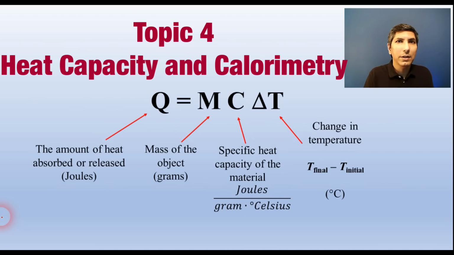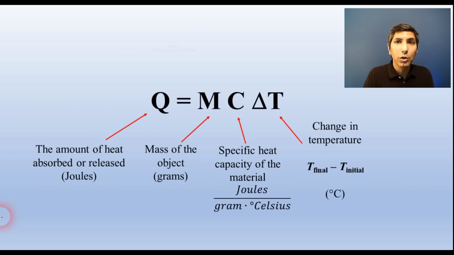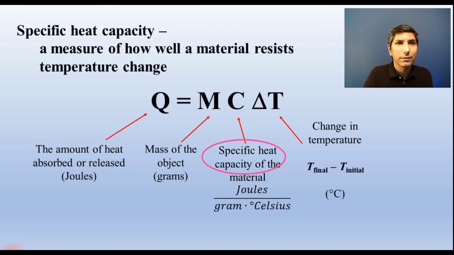We can calculate the amount of heat transferred between two systems with the equation Q equals mc delta T. Q represents the amount of heat transferred in joules, m is the mass in grams, C is the specific heat capacity of a material, and delta T is the change in temperature. Specific heat capacity, usually given in joules per gram degree Celsius, is a measure of how well a material resists temperature change. So some materials have a very low value for C, and adding just a small amount of heat causes a huge jump in the temperature. Some materials have a high value for C, and adding heat causes a relatively small jump in temperature.